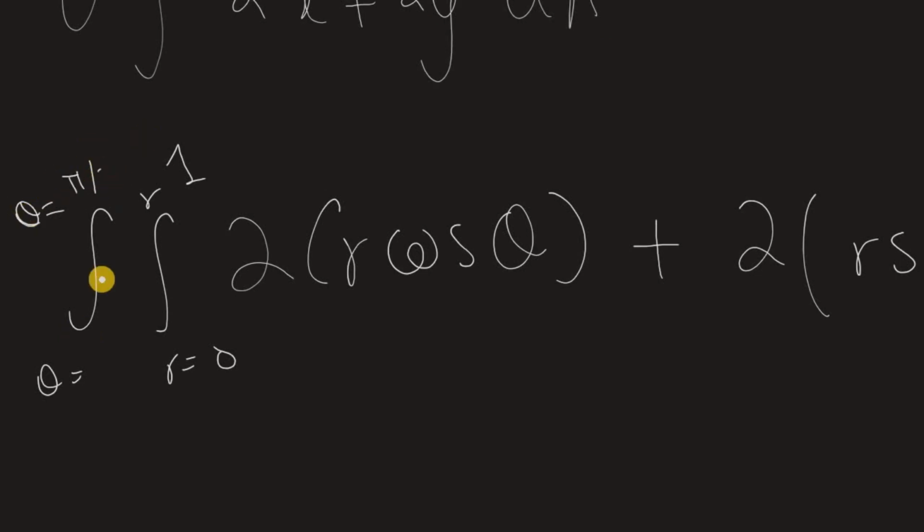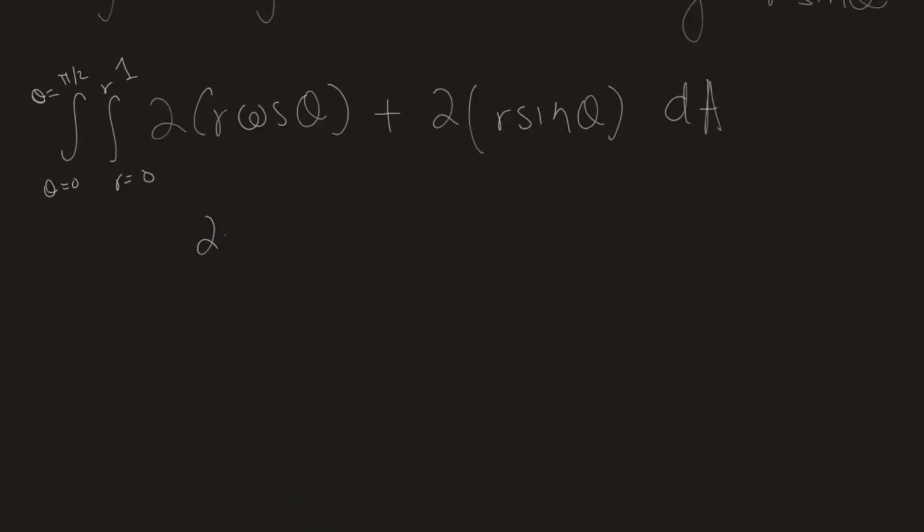So pi over 2, 0 to pi over 2. And by the way, the 2r, if you just remove the brackets, because you just need to multiply it, so no need to put brackets. Okay, so you have 2r cosine theta, and here remember we have r first, so it has to be dr d theta, right? Because we have r first, that means we have dr first and then d theta.